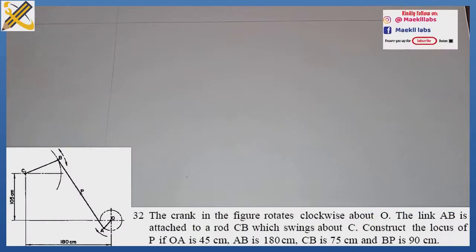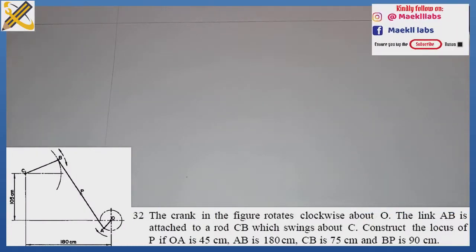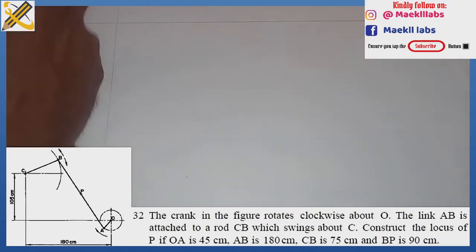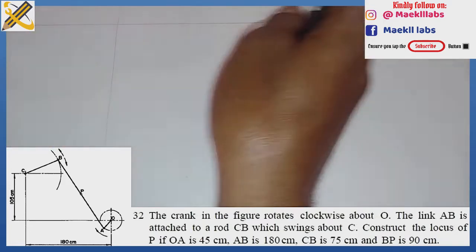Producing the object on the screen with a reduced scale. That is, every dimension on the screen will be divided by 2. All right, the very first thing is to produce this vertical line, then this horizontal line.